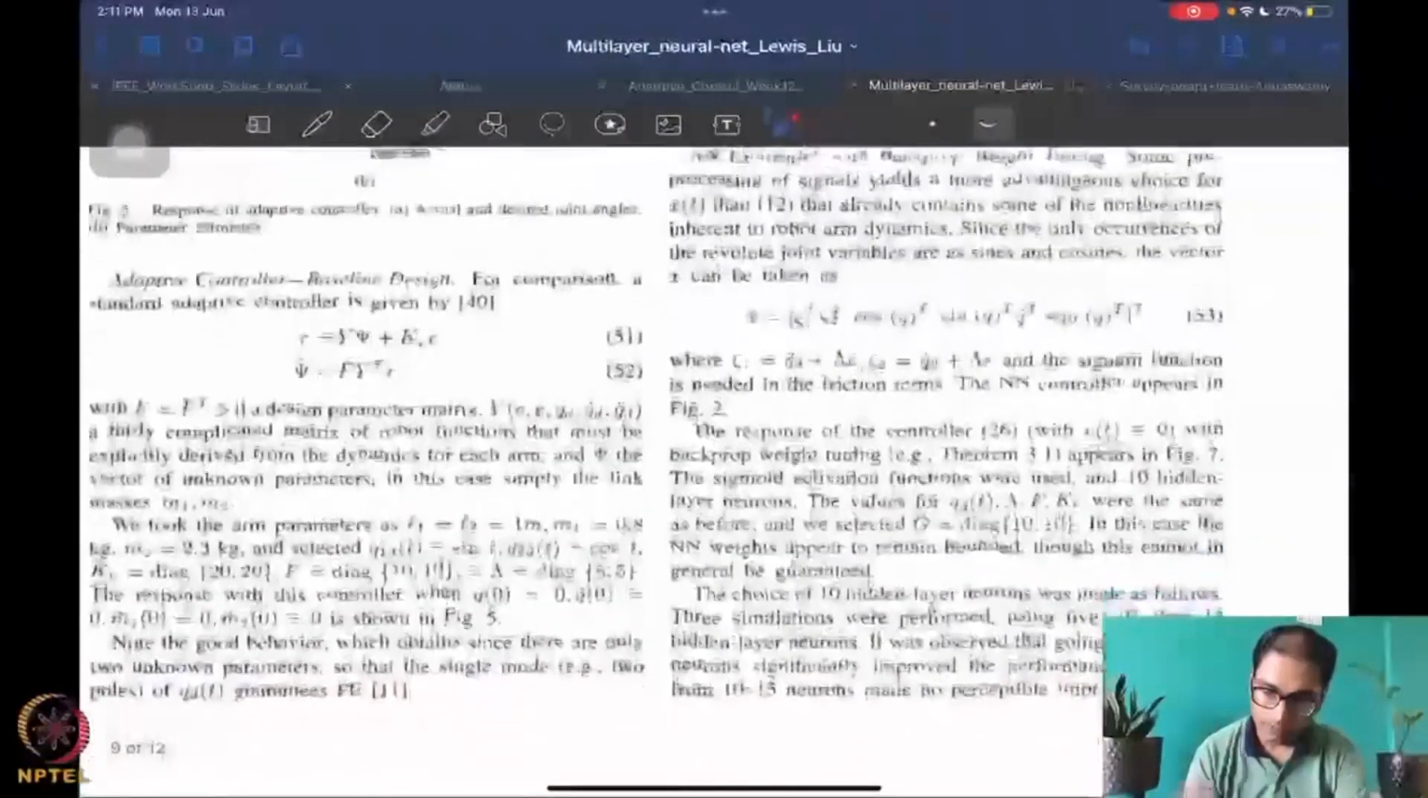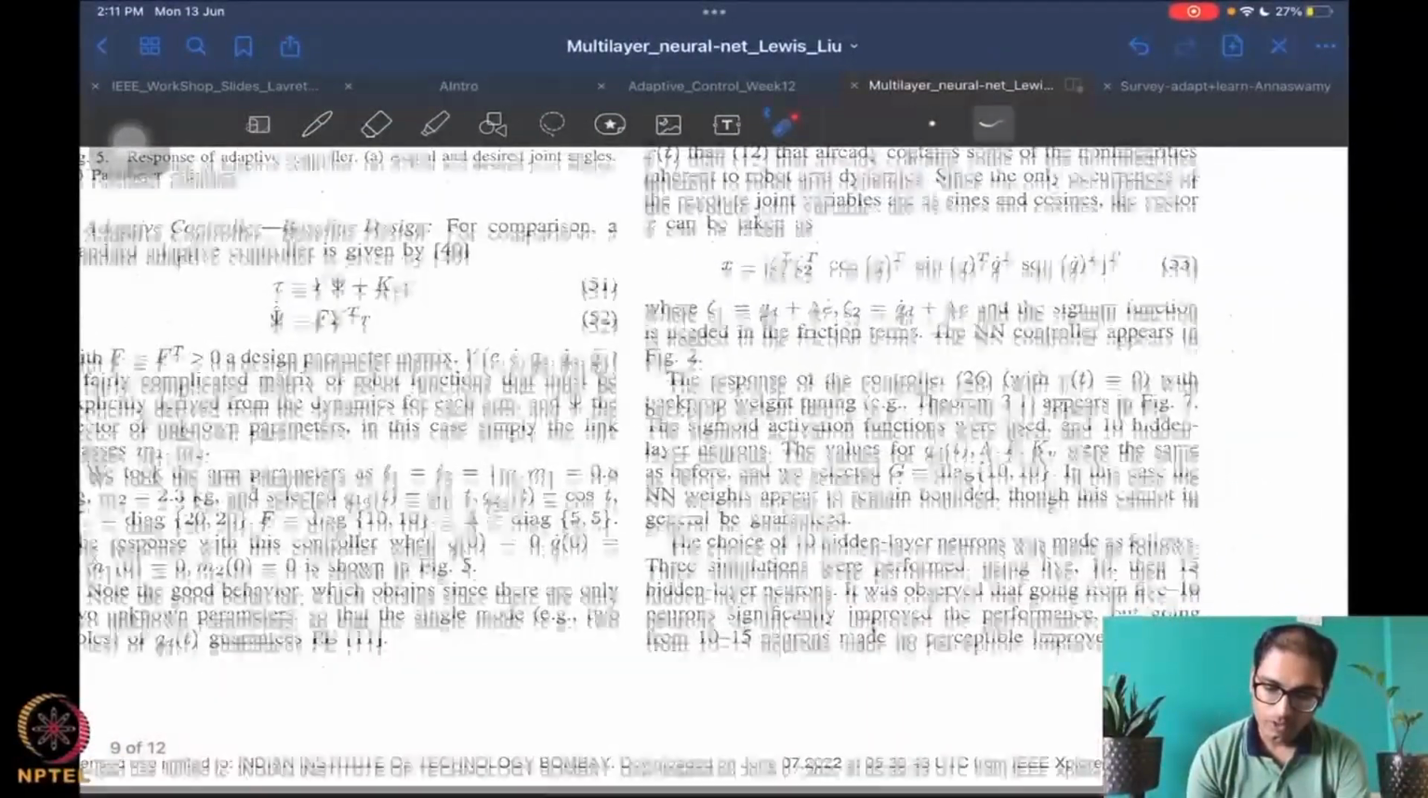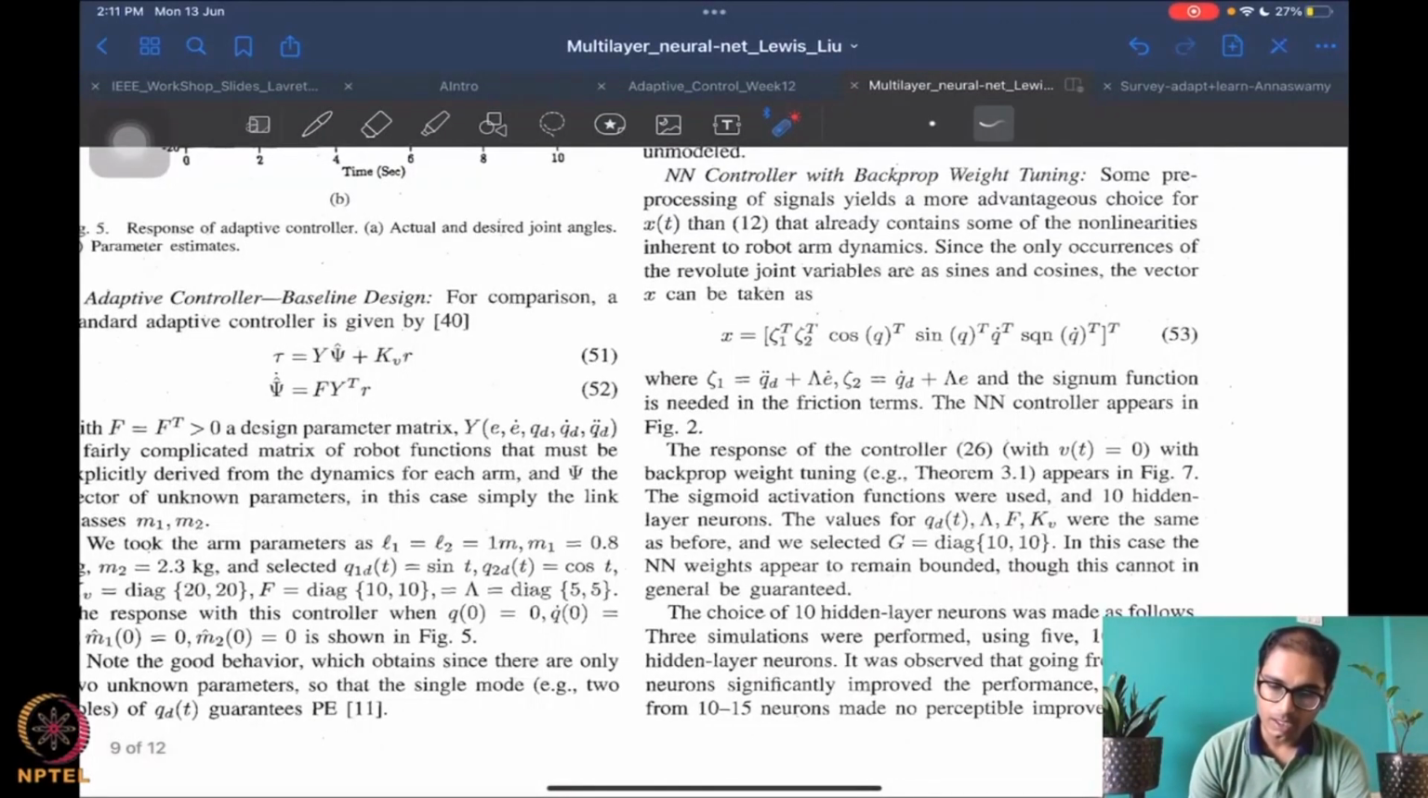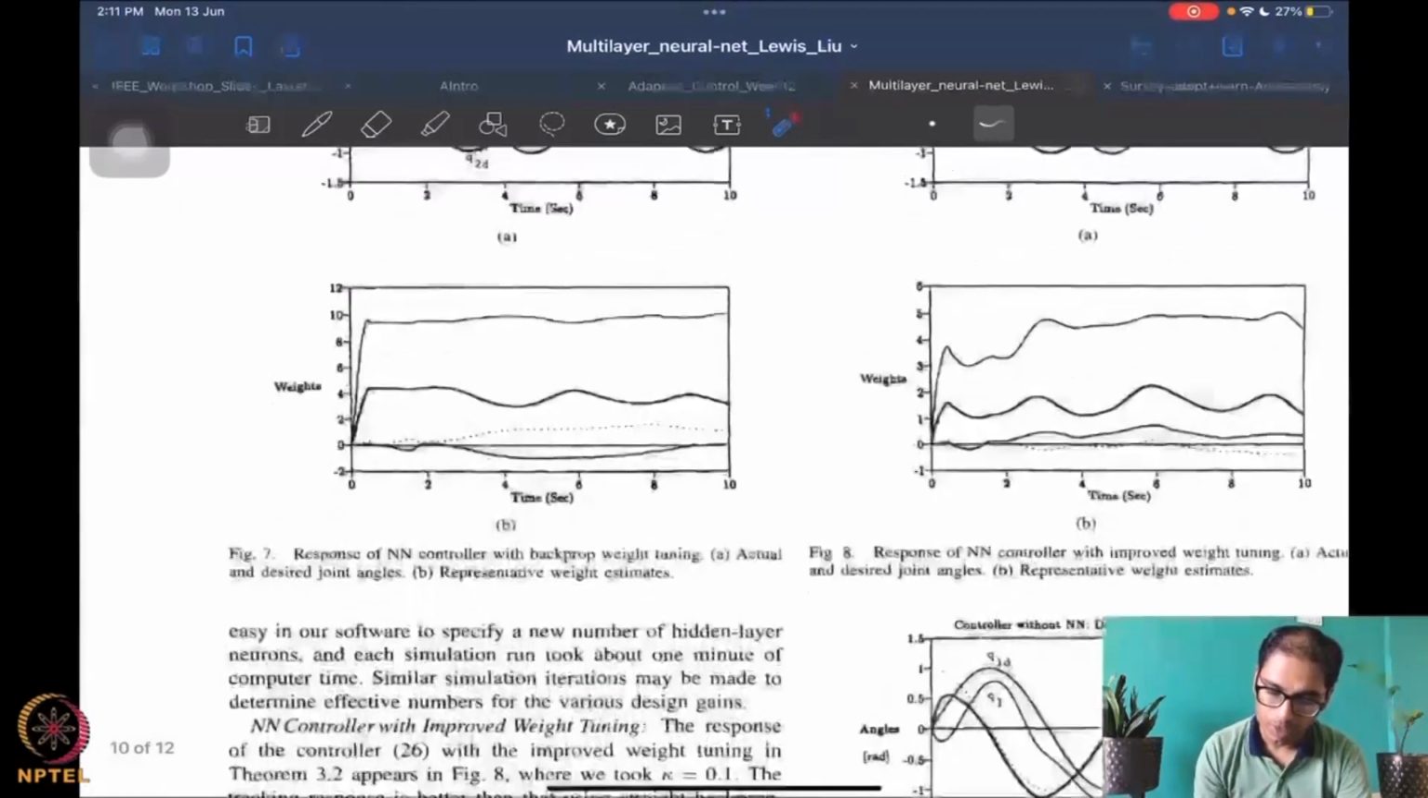Okay, great. Then you implement similarly a back propagation based weight tuning to this kind of a problem, right?